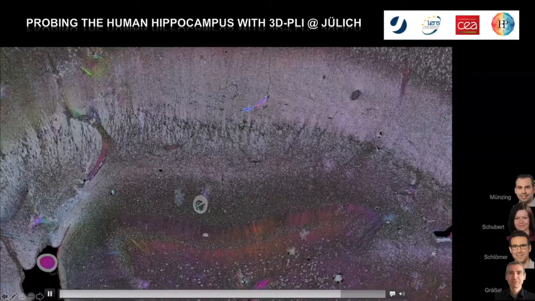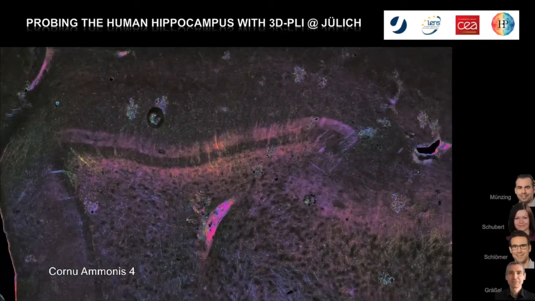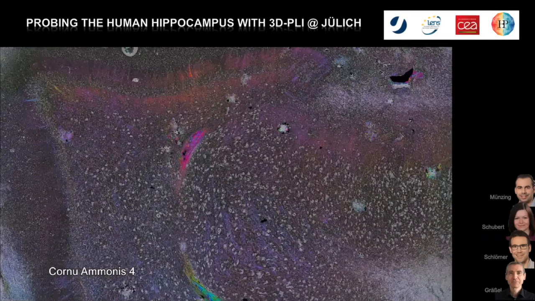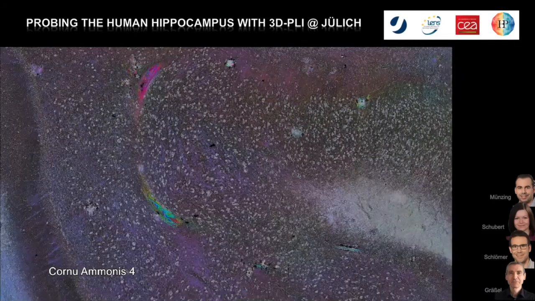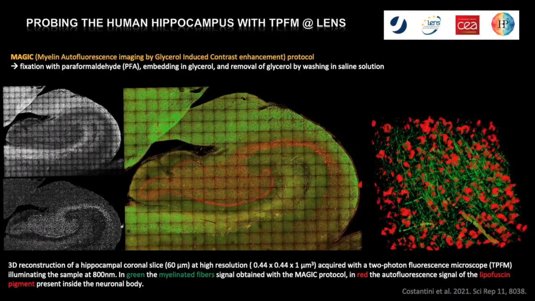So that's quite nice. That's currently unpublished data, but we are heavily working on this, and the data will be publicly available through the HBP Atlas, through the so-called EBRAINS platform. Next step is two-photon microscopy.